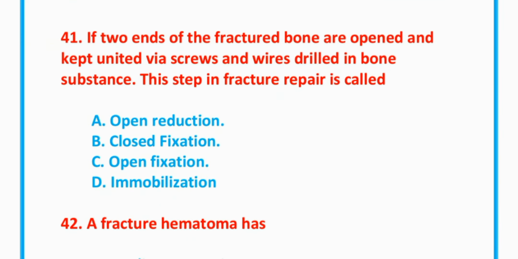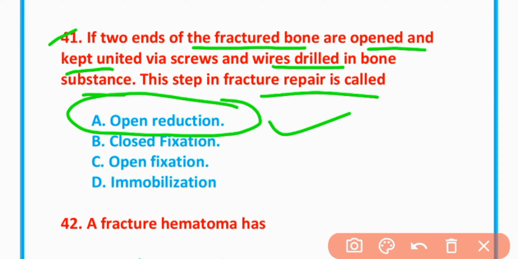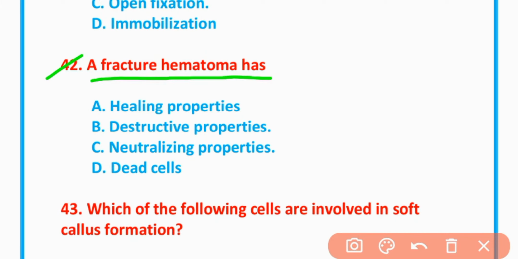MCQ number 41. If two ends of fractured bone are open and kept united via screws and wires drilled in bone substances, this step of fracture repair is called open reduction. Option A is correct. MCQ number 42. A fracture hematoma has dead cells. Option D. Dead cells.